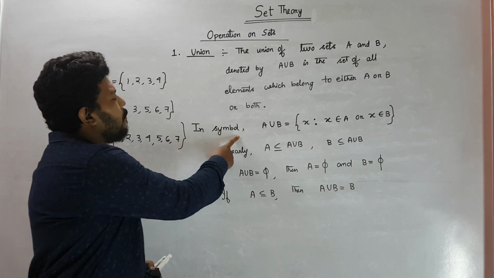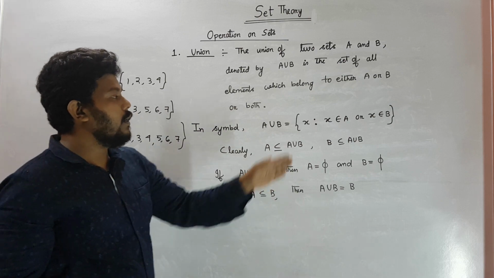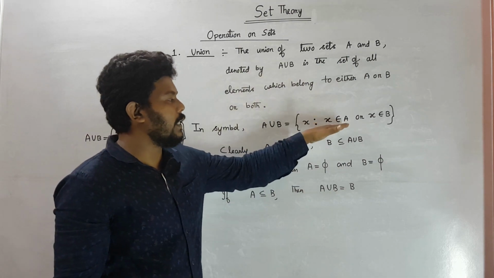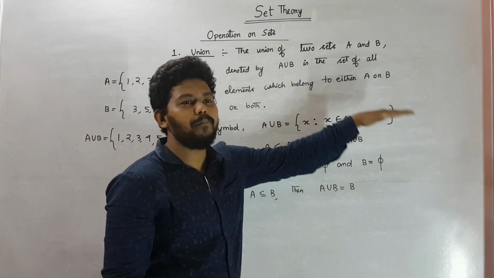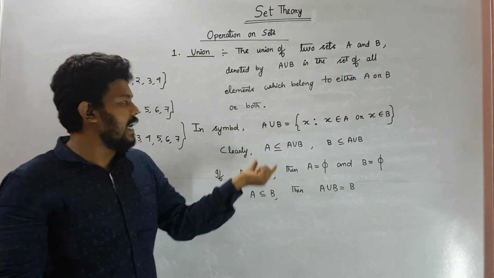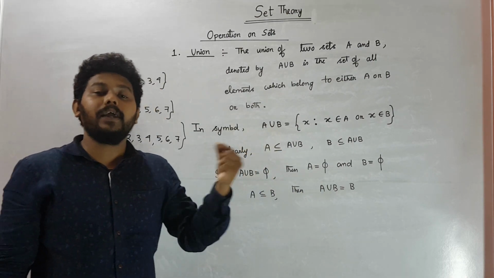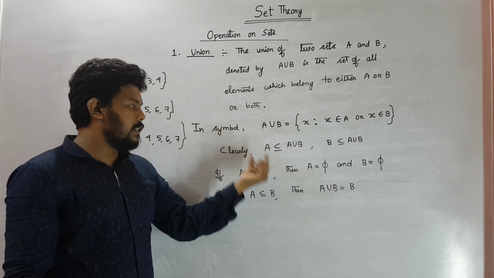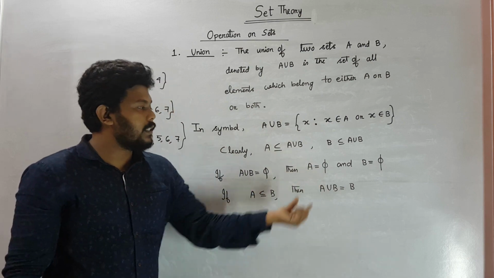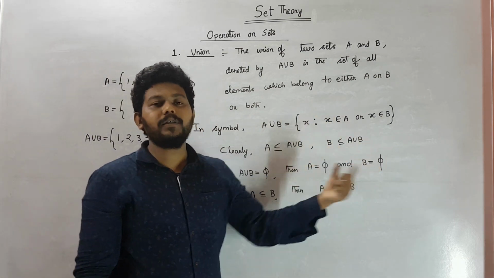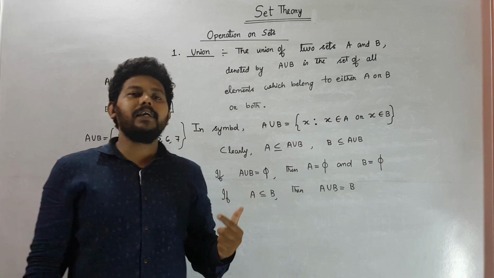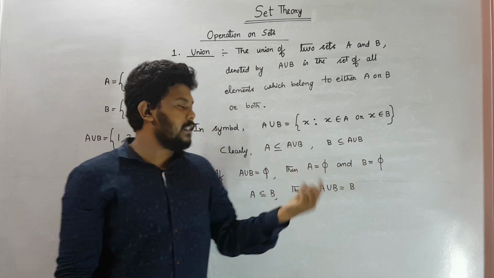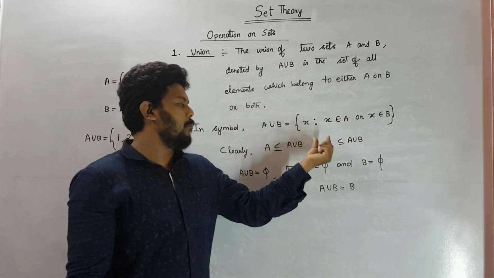Now in symbols, A union B is equal to, in set-builder method, {x such that x belongs to set A or x belongs to set B}. Now the element x of the set A union B will belong to either A or B. Clearly, set A is a subset of A union B and set B is a subset of A union B, because all the elements of A are present in A union B and all the elements of B are also present in A union B. So you can say that A is a subset of A union B and B is also a subset of A union B.